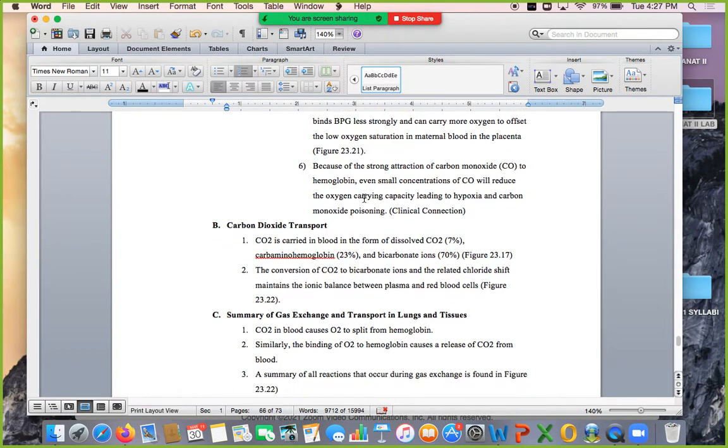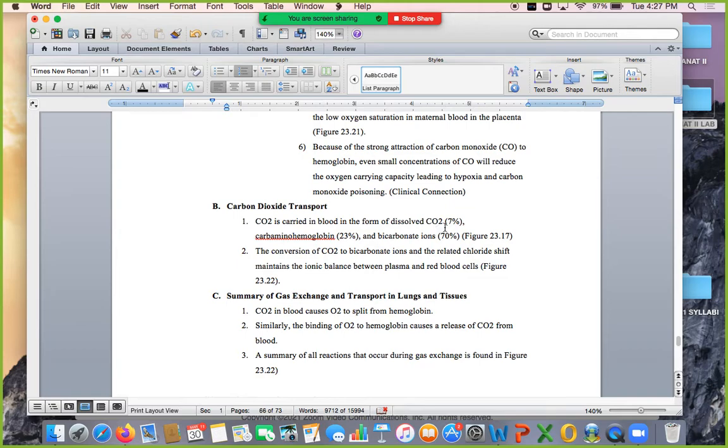Carbon dioxide is carried either as dissolved carbon dioxide, which is about 7% in your bloodstream, or mainly in bicarbonate ions as a buffer, or as carbaminohemoglobin. So hemoglobin also has an affinity for carbon dioxide. But mainly it's going to be carried in the bicarbonate ions that are dissolved in your blood supply.